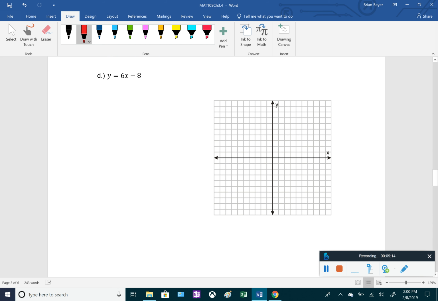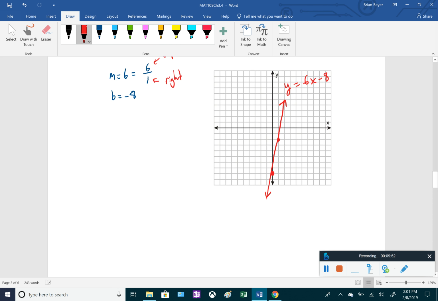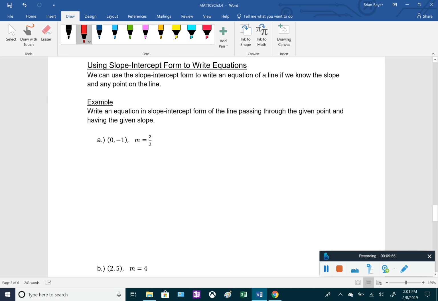Next one, y equals 6x minus 8. So slope, y-intercept. So plot that y-intercept, negative 8. A slope of 6 is the same as 6 over 1. So we're going to go up 6 units and to the right 1 unit. So 1, 2, 3, 4, 5, 6 to the right 1 puts us right here. Connect the points, and we're done. Okay, so hopefully that wasn't too bad.